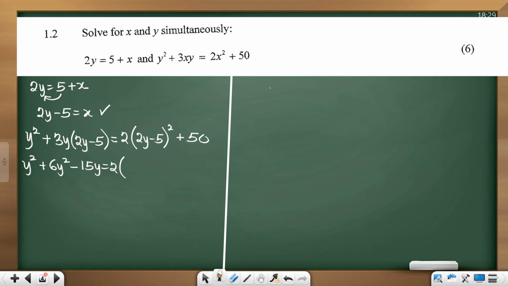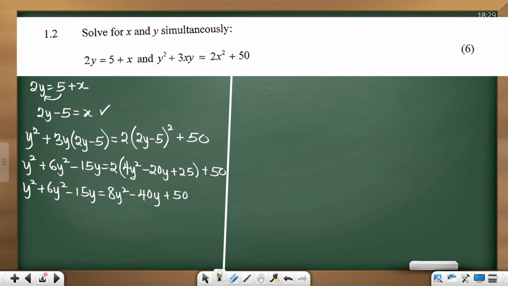Here's where I want you to be careful. You are foiling. 4y squared. Then you say 2y times 5. That will be what? 10y times 2 is 20y, minus 20y plus 25. Can you see? I'm still within my 5 minutes. Y squared, take your time. You'll get there. Once you start rushing, there'll be errors. What do you have? 8y squared minus 40y plus 50.